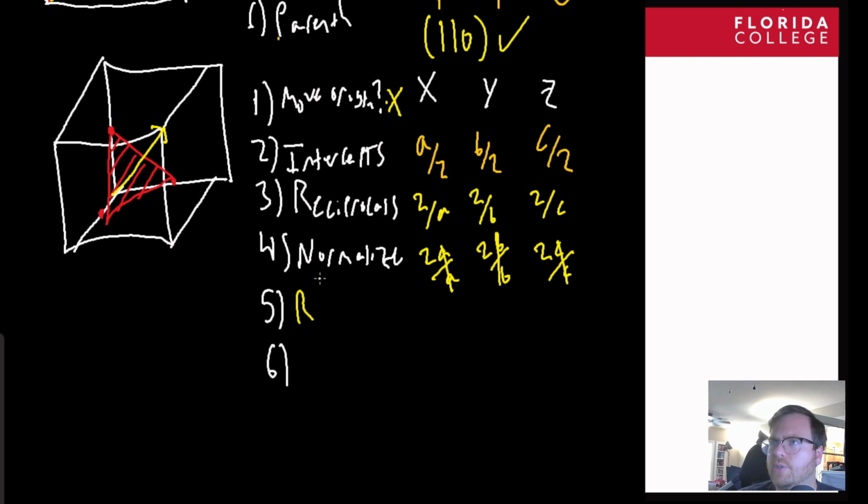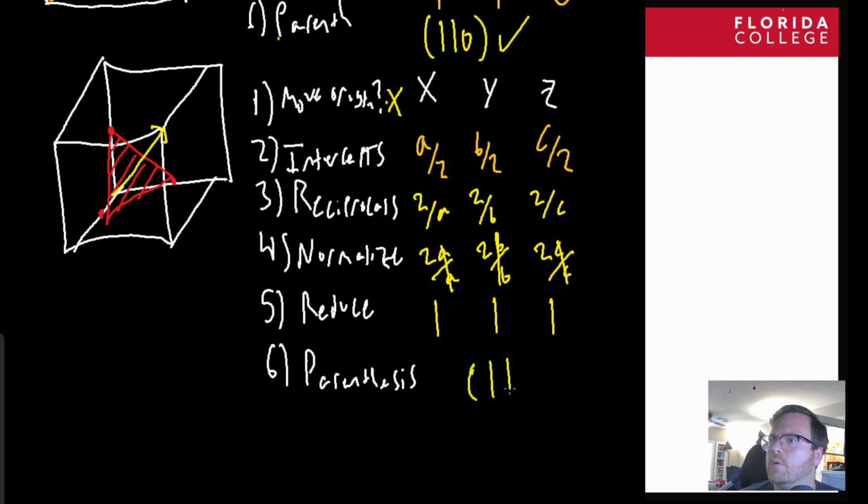Now we do our reduction. Since we have 2, 2, 2, we can divide the whole thing by 2. We get 1, 1, 1. And then we can close in our parentheses. That gives us (1 1 1). And that's our Miller notation.